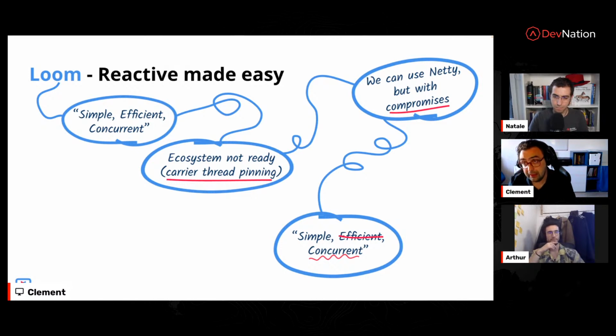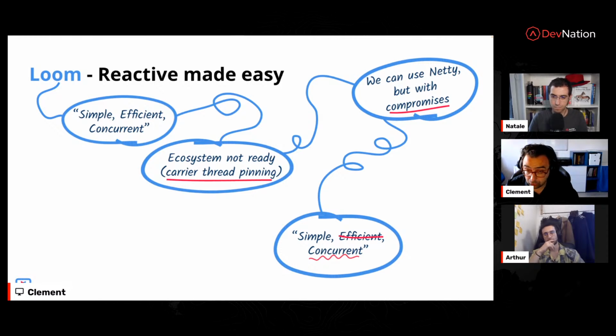We can use what we did in Quarkus Loom with this Netty thing and this dance with the event loop. It's a compromise, so it's a trade-off, but it works, and it works relatively well. We have seen the concurrency is already quite good.